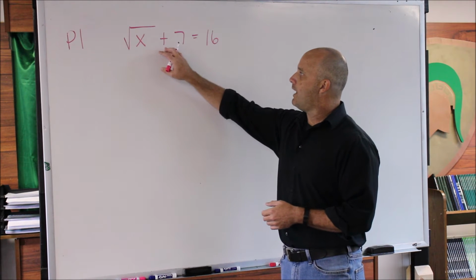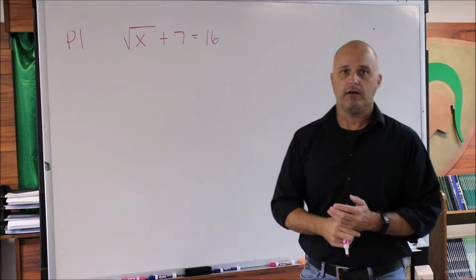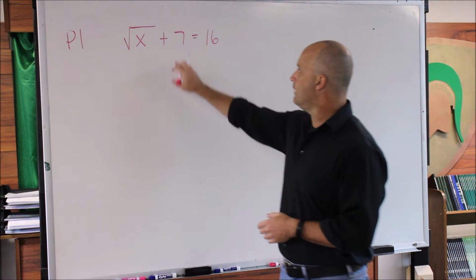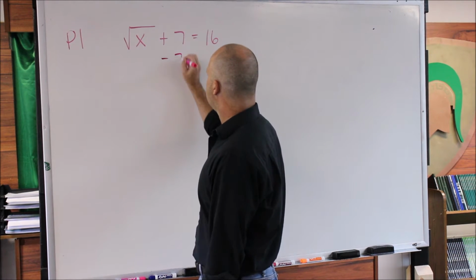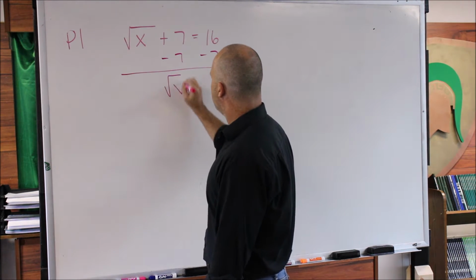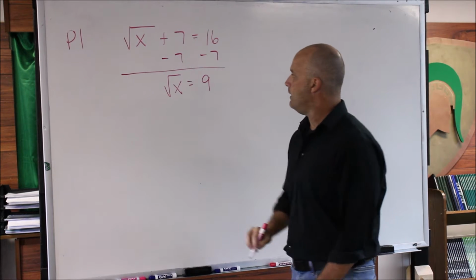So we can see that we've got a plus 7 being added to the radical. So we want to get rid of that positive 7. So we're going to subtract 7 from both sides. And that's going to leave the square root of x is equal to 9.